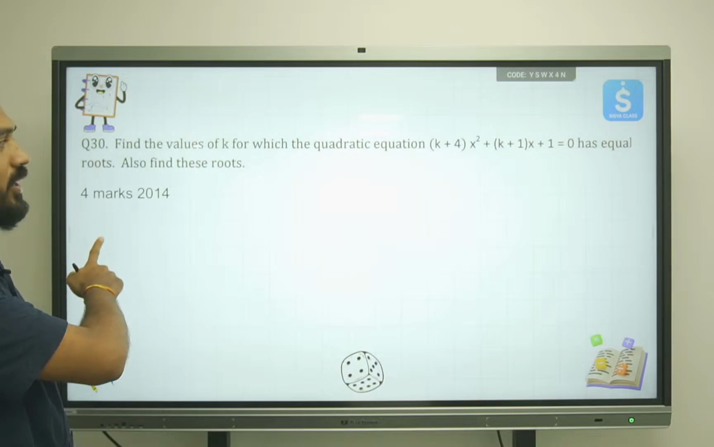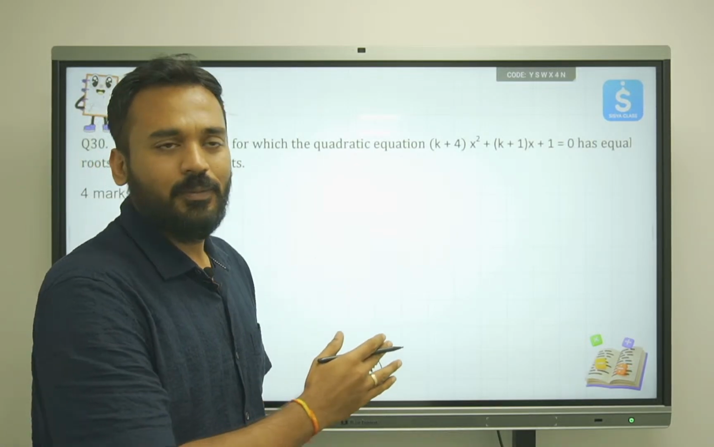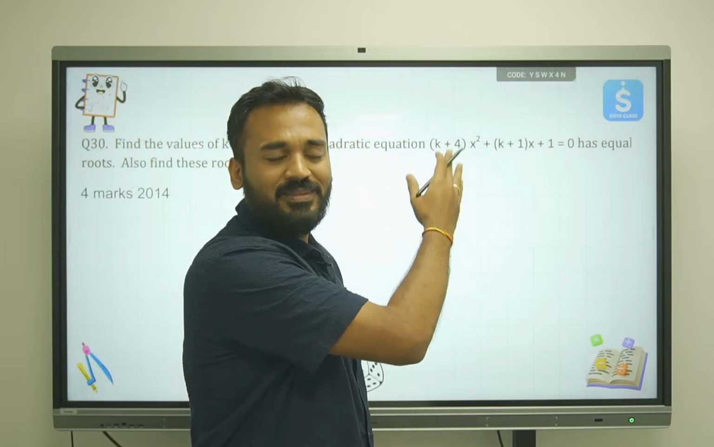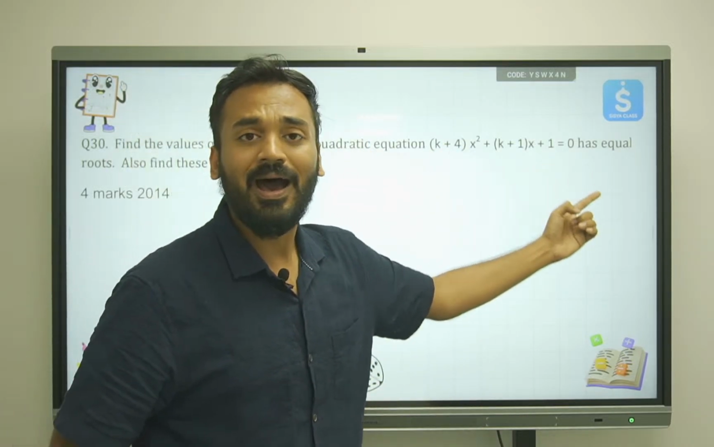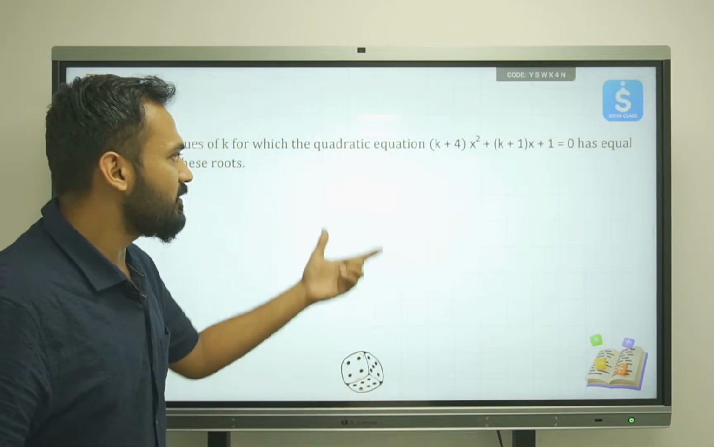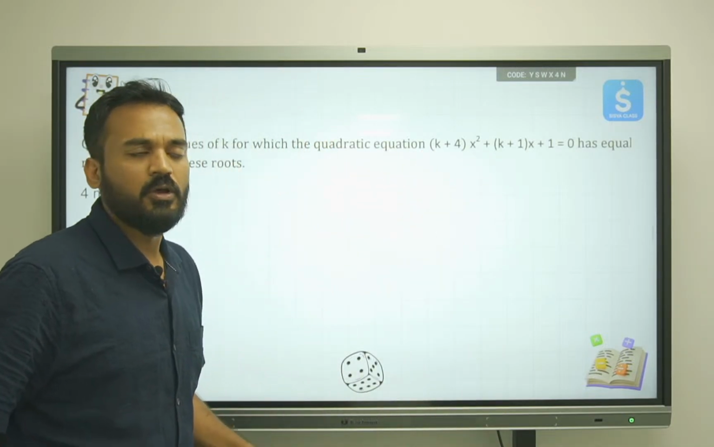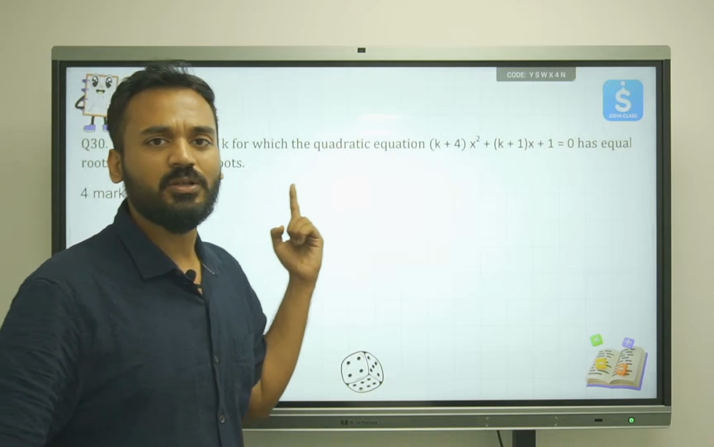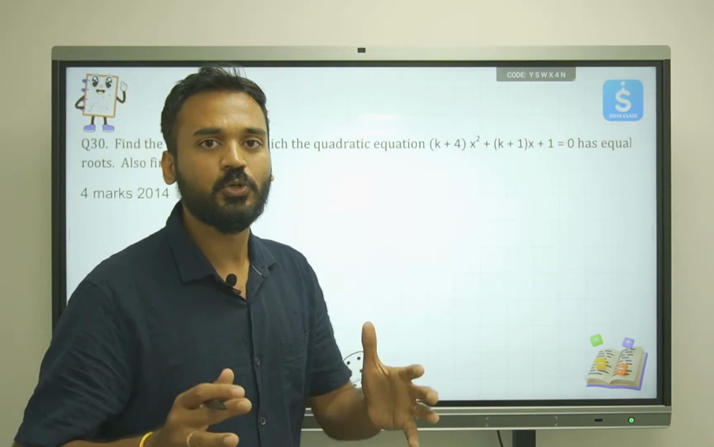2014 4 marks question. Find the values of k for which the quadratic equation k plus 4 times x square plus k plus 1 times x plus 1 equals 0 has equal roots. So this is a question related to quadratic equations. Here there is one condition which we need to know. For equal roots there is a relation which needs to be satisfied.